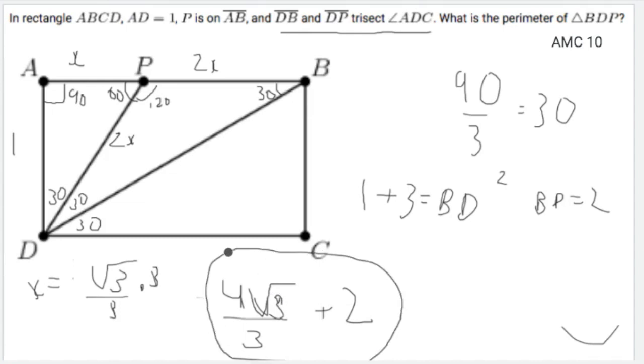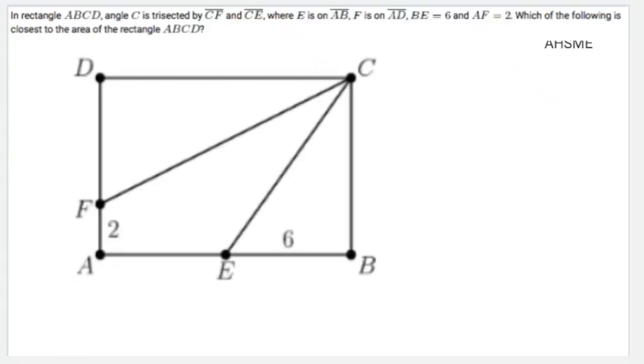So you see that 30, 60, 90 triangles is a very important concept. This problem could be a bit hard to attack, but with 30, 60, 90 triangles, it became very easy. So let's get started with our next problem, which is more at the AMC 8 level.